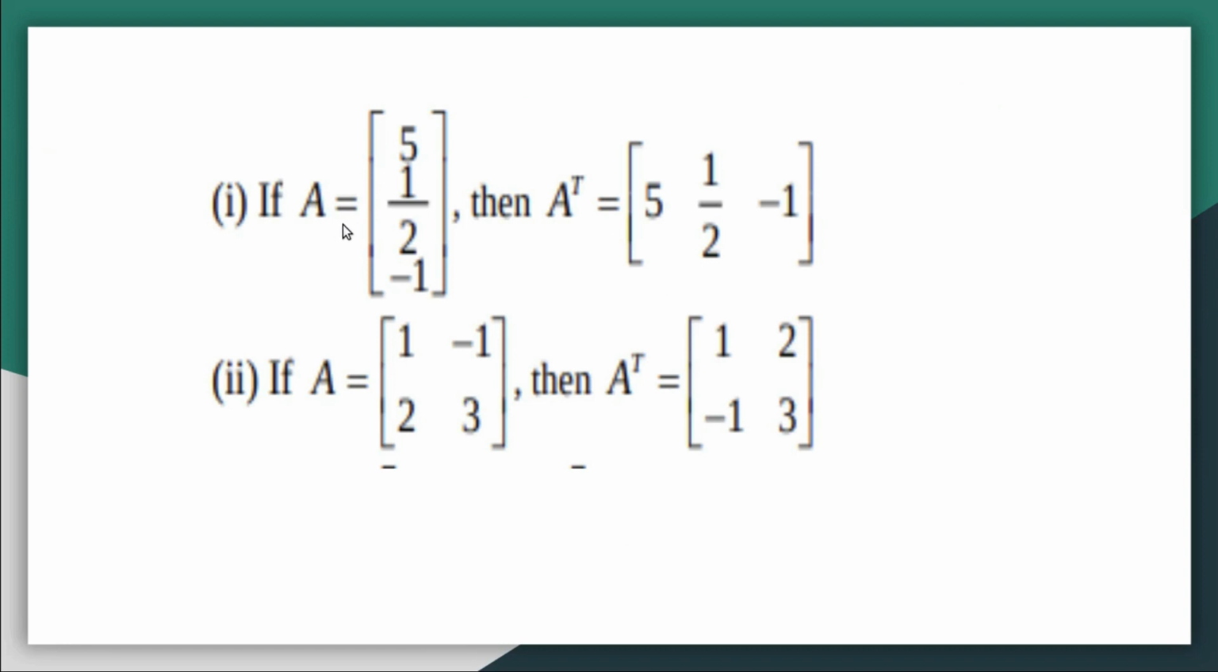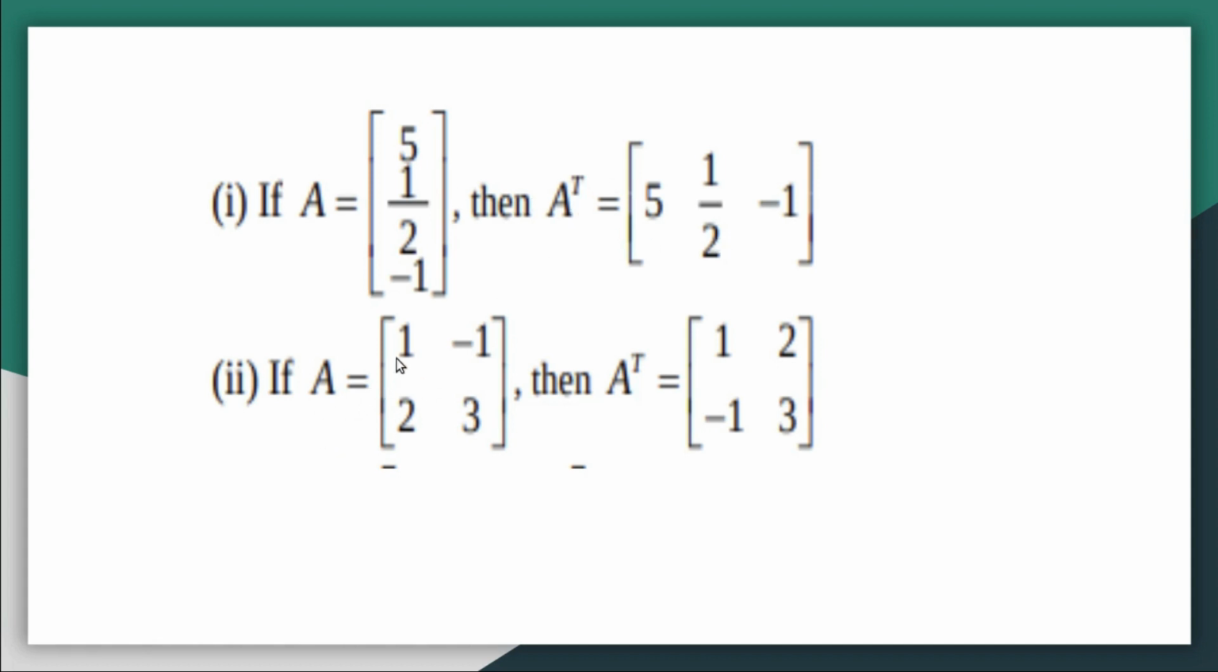If A equals the matrix 5, 1/2, minus 1, then the transpose of A is denoted by A transpose and is equal to the matrix 5, 1/2, minus 1. The given matrix is a column matrix of order 3 by 1. Then the transpose is a row matrix of order 1 by 3. Write this column as a row. Convert column to row, then we get A transpose.